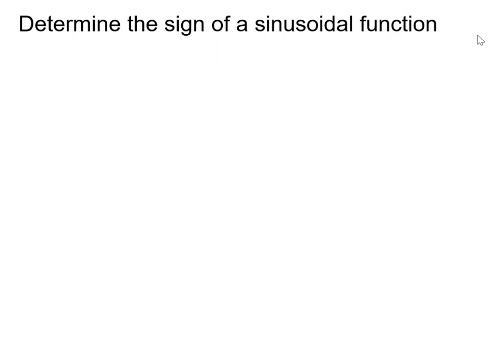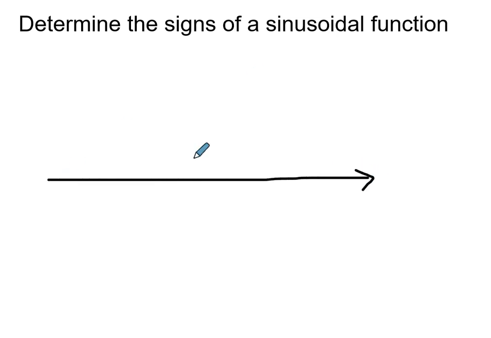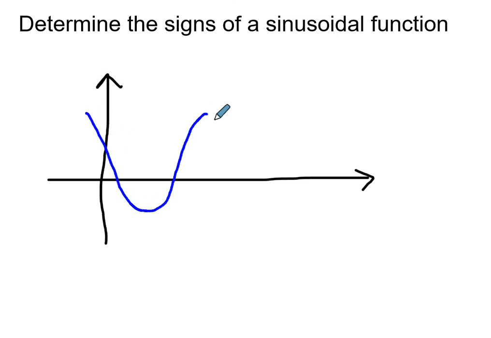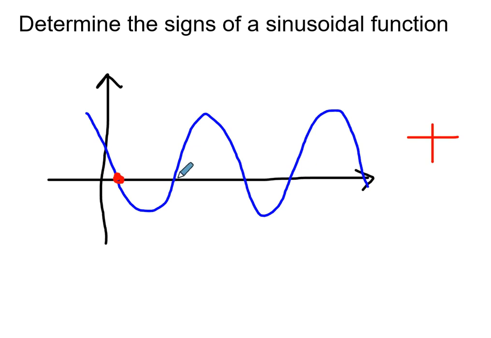Sometimes they will ask you to determine the sign of a sinusoidal function. The sign actually means that you need to find when it's positive or negative. So just the basic idea, if you have a sinusoidal function that looks like this, remember that positive is what's on the top here. So you would need to find the zeros. And then positive would be the part from here to here, and then this part, and then this part.